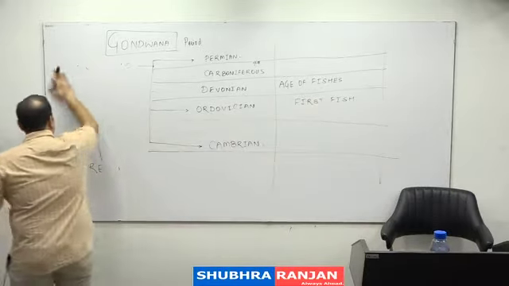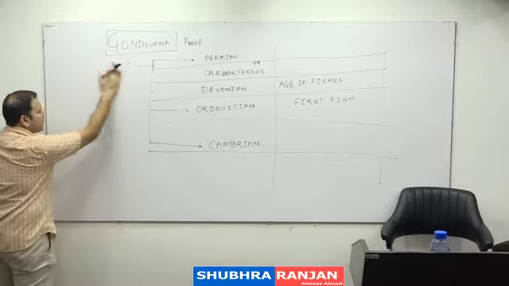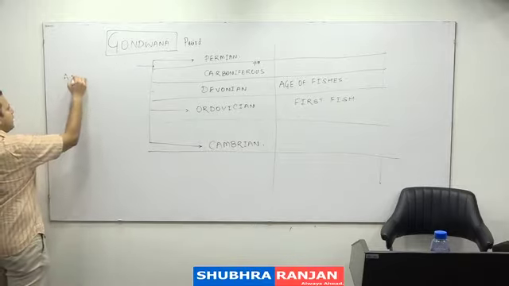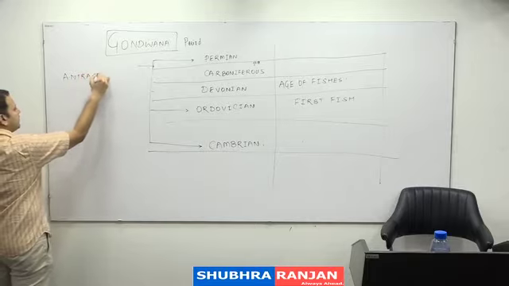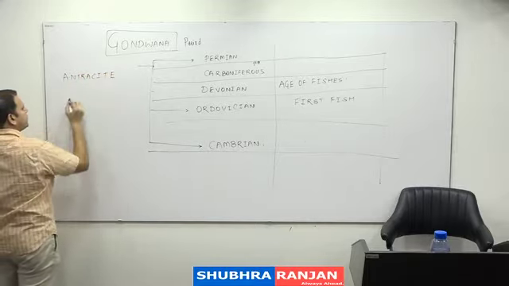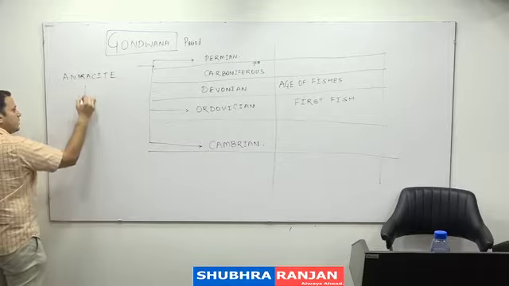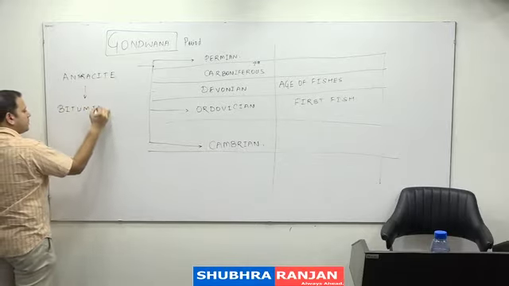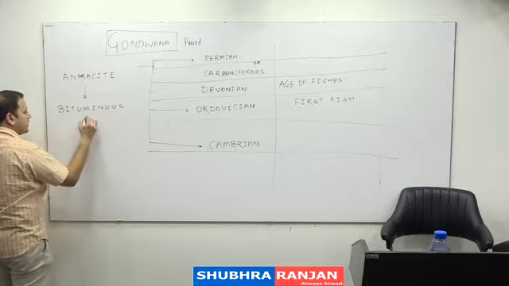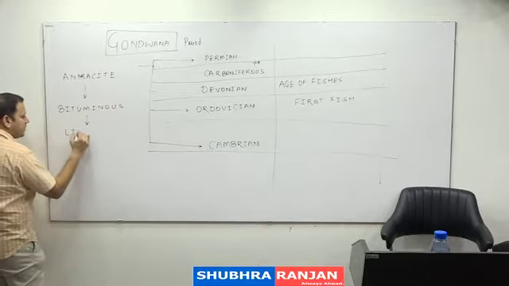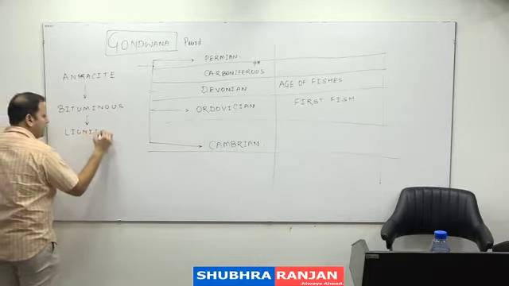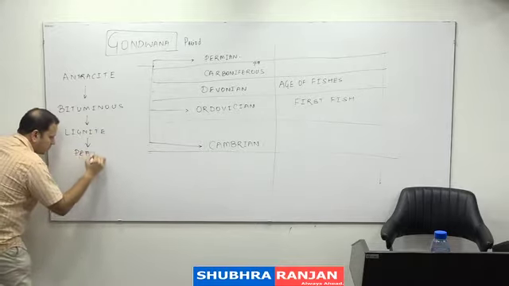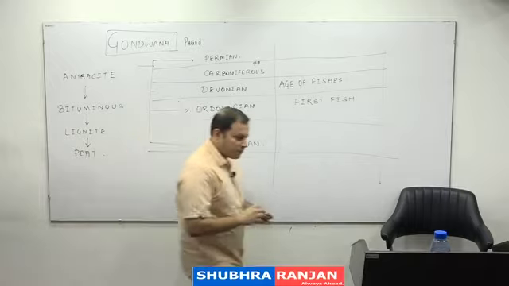Now let us see the types of the coals. When we see, coal is known as anthracite. It is known as bituminous. It is known as lignite. And it is known as peat. These are the 4 varieties of coal which are found in the world.